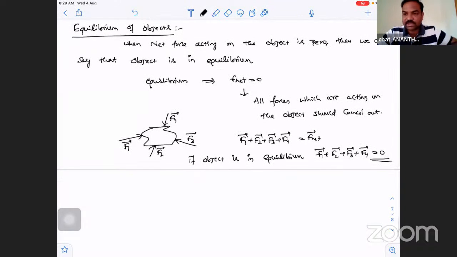Okay, so this is the meaning of equilibrium. Equilibrium means simple, very simple. So please don't make your brain heavy with all the other thinking. Equilibrium means net force is zero. Whenever net force is zero, you can say that the object is in equilibrium.